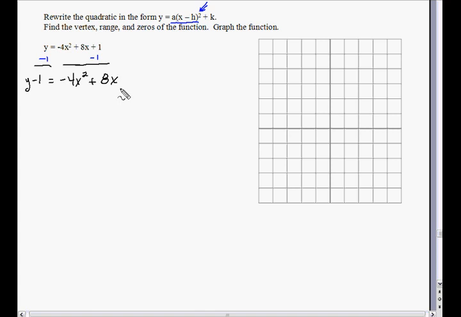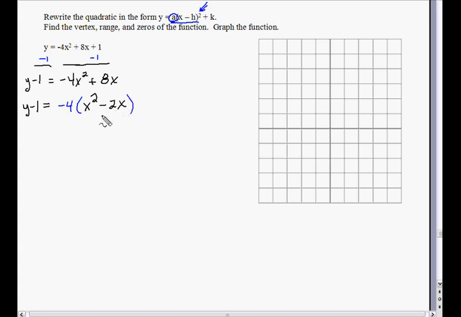Y minus 1 is equal to negative 4x squared plus 8x. Then the next thing is to try and get this a out in front of the parentheses. So you're not factoring out what's common, you're just taking this leading coefficient, negative 4, and factoring that out of the expression. So when you factor the negative 4 out from a positive 8x, that leaves you with a negative 2x. Double check, negative 4 times negative 2x is in fact positive 8x.